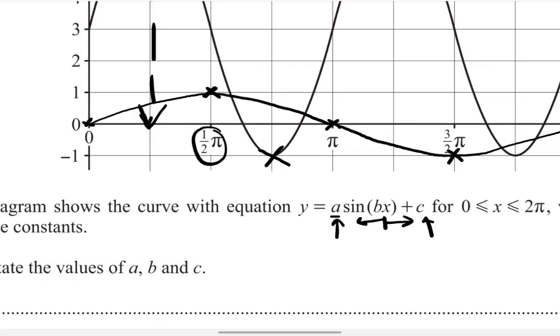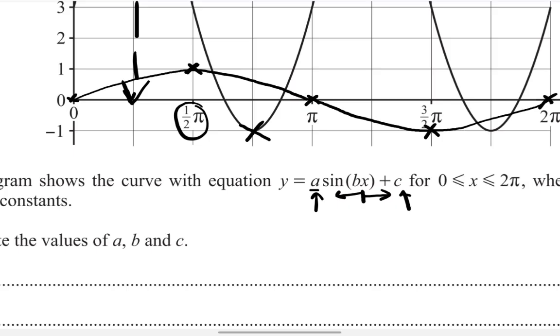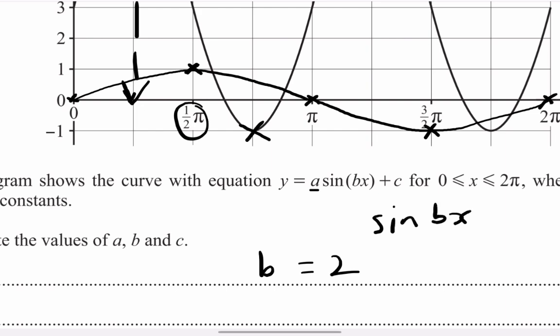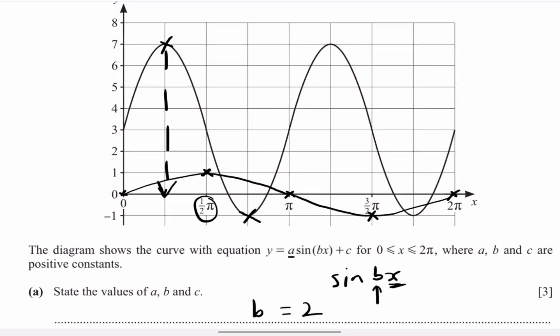And for that, we can safely state that our b is 2, because remember, if we write it as sine bx, it means we're dividing the x-axis by this number that's multiplying x. So us saying b equals 2 means we are dividing the x-axis by 2. Therefore our b is equal to 2, like that.